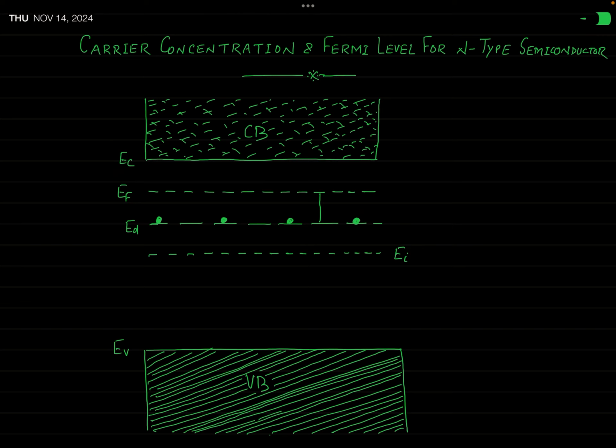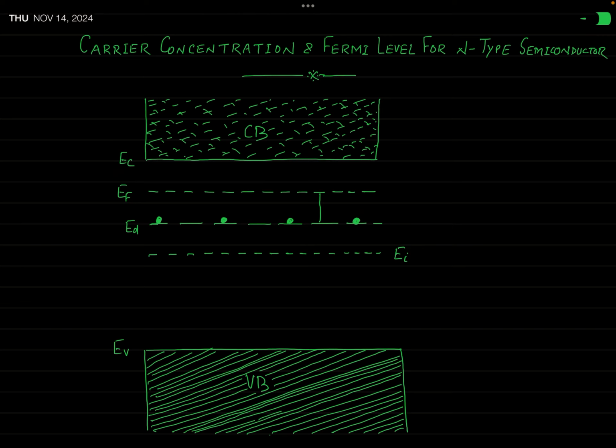On the other hand, in case of P-type semiconductor, the impurity atoms or the doped atoms are trivalent and they accept electrons, and so they are called acceptors. And those impurity atoms are found in an energy level which is called acceptor energy level.